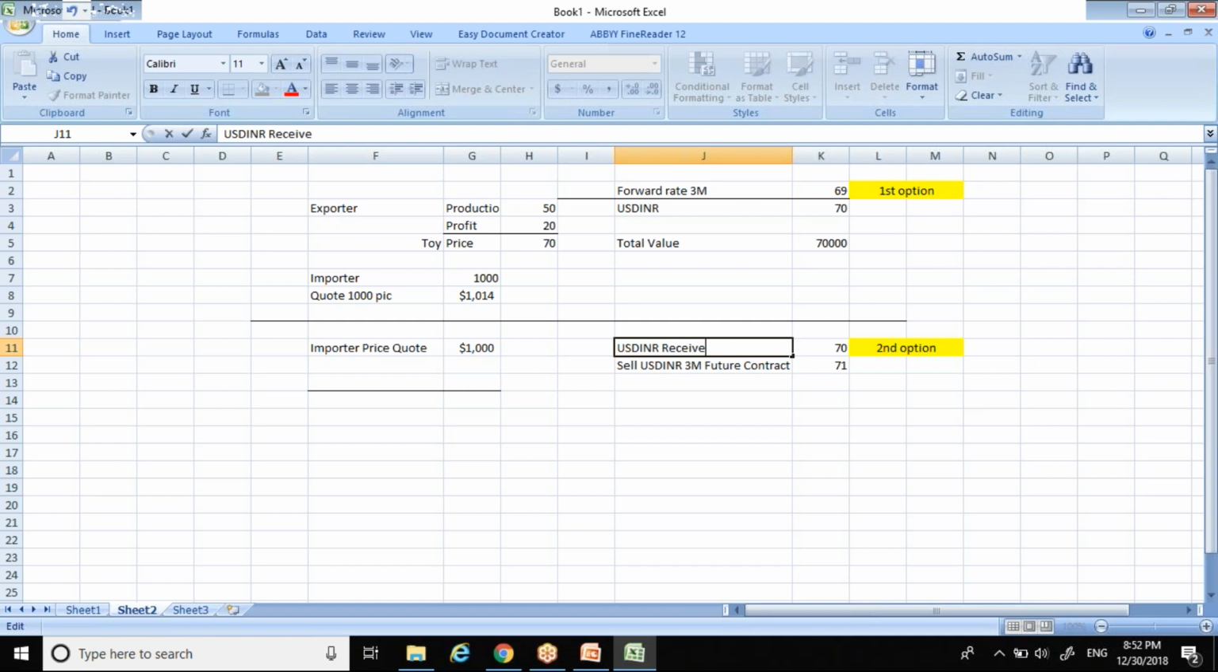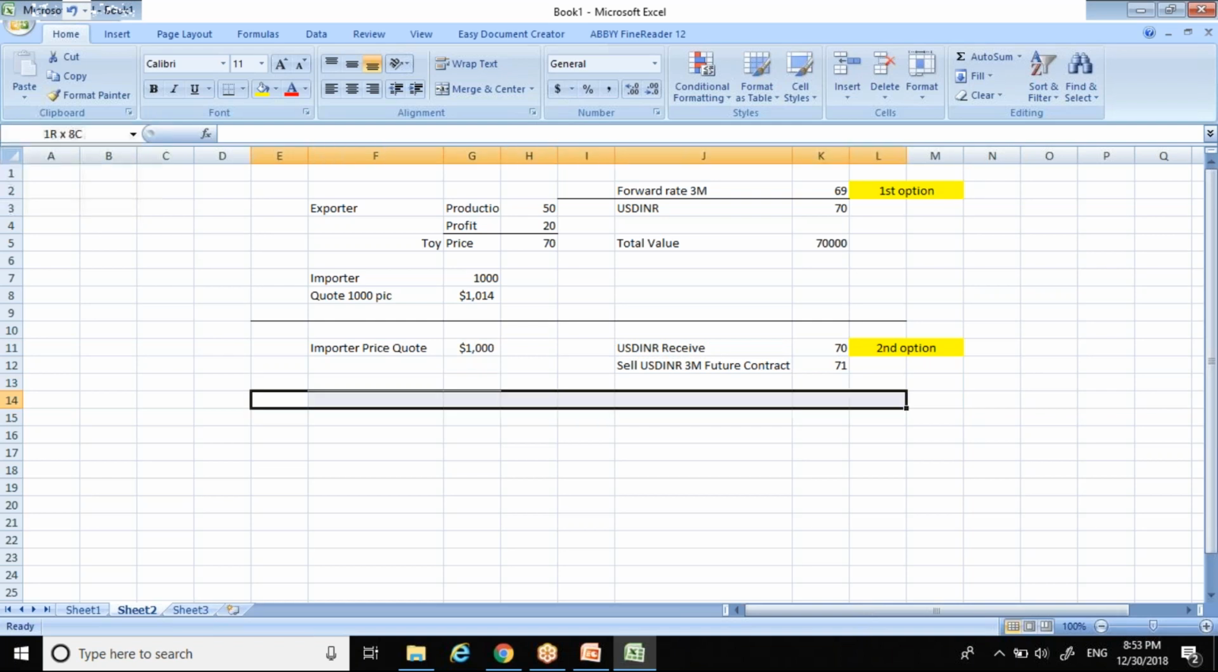Okay, fine. So this is my asset. I'm long position in dollars. So to take the hedged position, I have to short sell the future contract. If I sell at 70, when it is still 70, no problem. I'm giving a quotation of 71, let's say $1,000, it is only for 1,000 dollars, there won't be any problem.